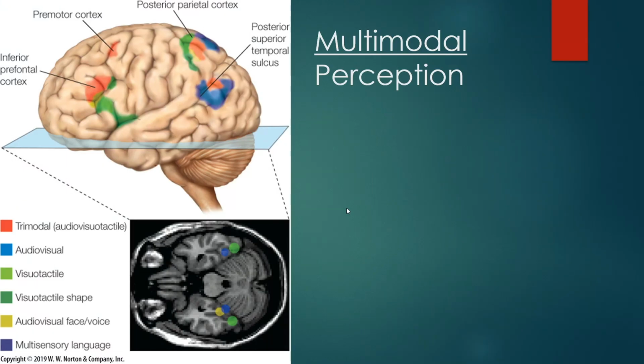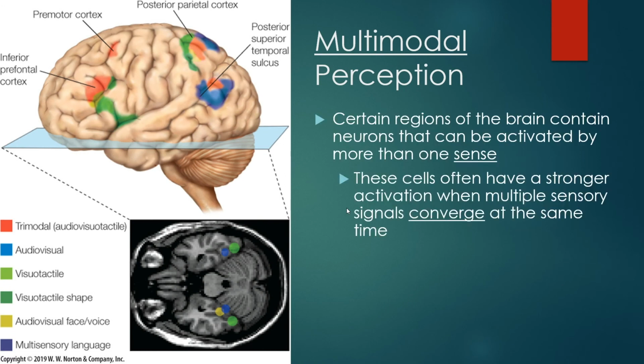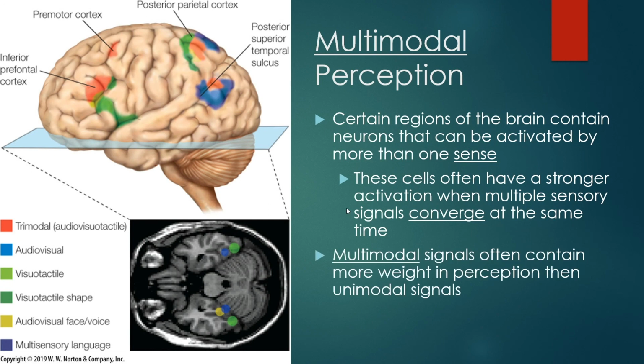So multimodal. These are highlighting regions that we've been talking about that are either audio-visual. These sections up in the frontal lobe are trimodal. So they can take in auditory, visual, tactile information. And so the actual neurons are firing to multiple signals. And these cells actually have a stronger activation when multiple signals from different senses converge at the same time. And so the brain actually gives a lot more weight to multimodal signals than it does to unimodal signals, because there's more evidence of that stimuli than with a representation from just one of the senses.